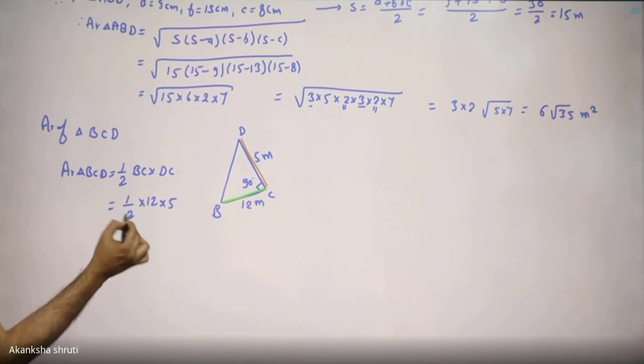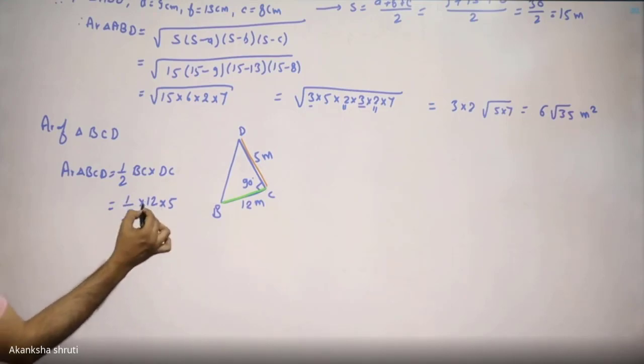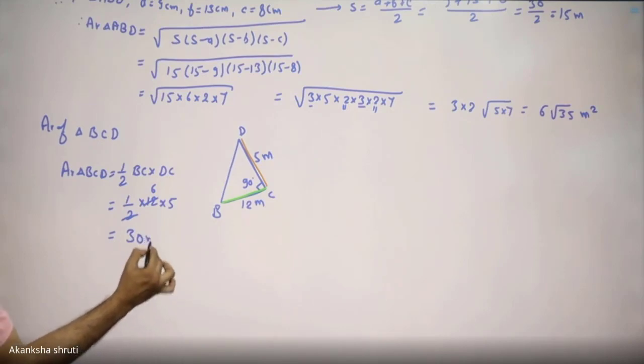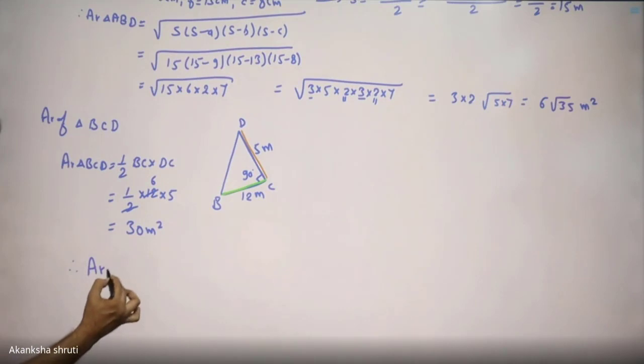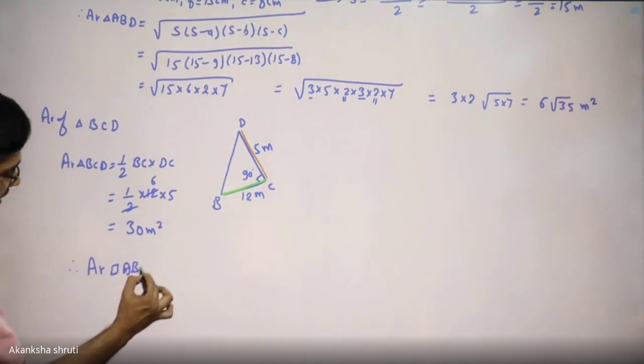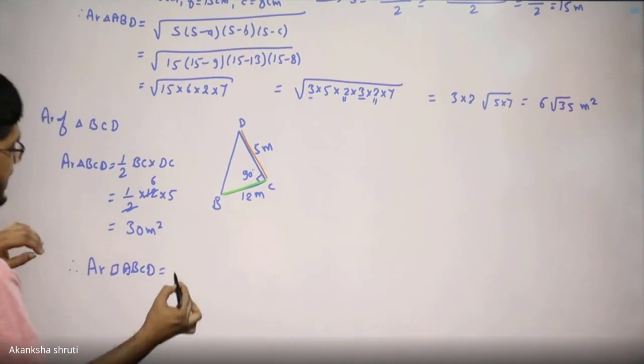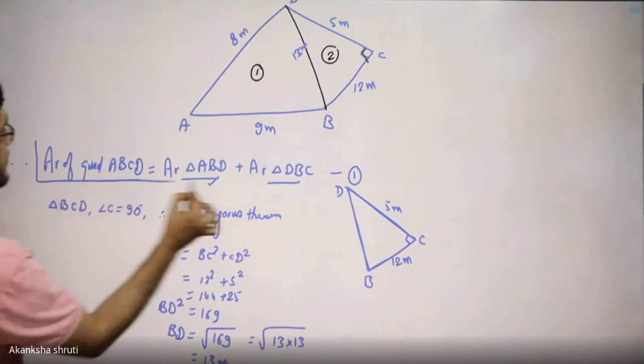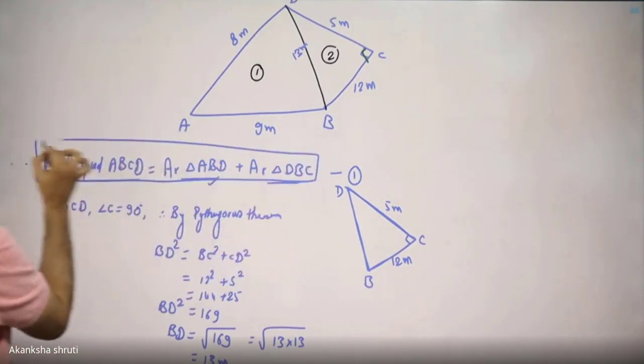So it becomes half into 12 into 5. Now this can be cancelled easily. 6 into 5, so it becomes 30 meter square. Therefore, the area of quadrilateral ABCD, what we have written, students, just come back to this one, the original equation that we have written.